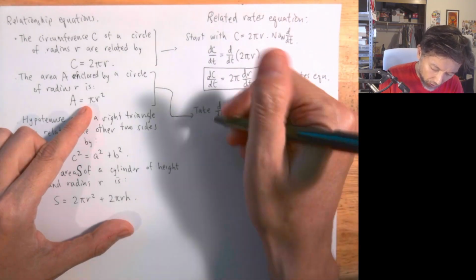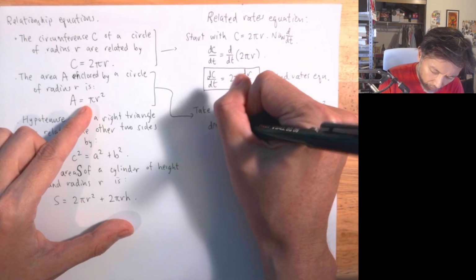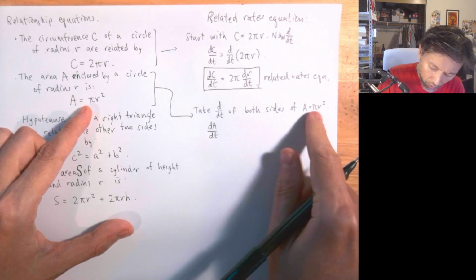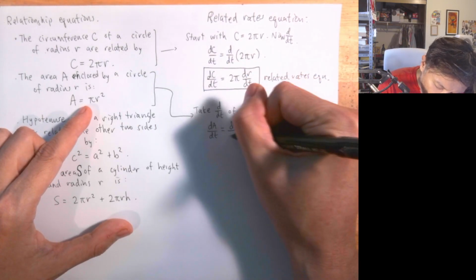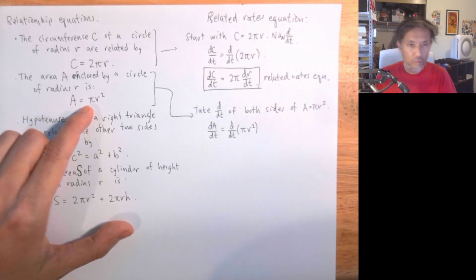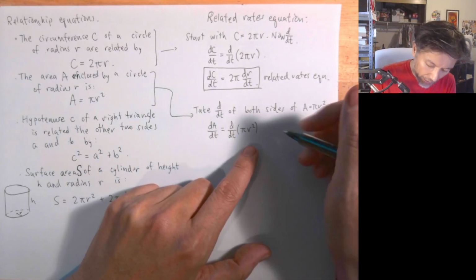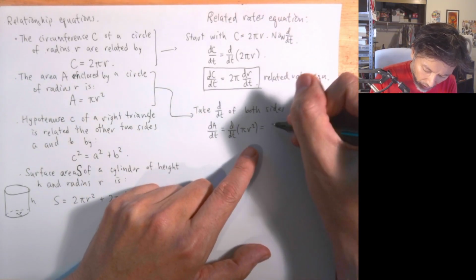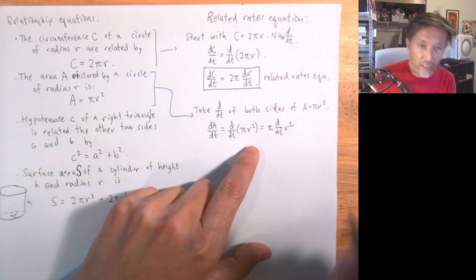So on the left, we get dA/dt. And on the right hand side, again, maybe I'll write it out, d/dt of pi r squared. Well, by the constant multiple rule, we can export the pi, swap the pi and the d/dt. So this is pi times d/dt of r squared.